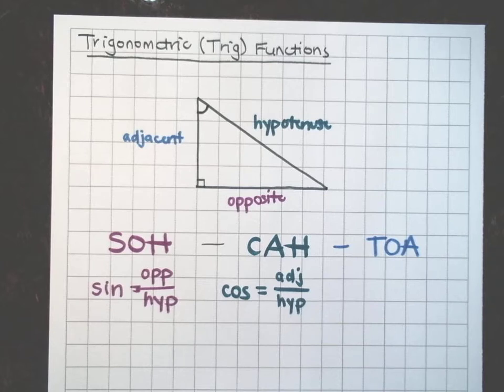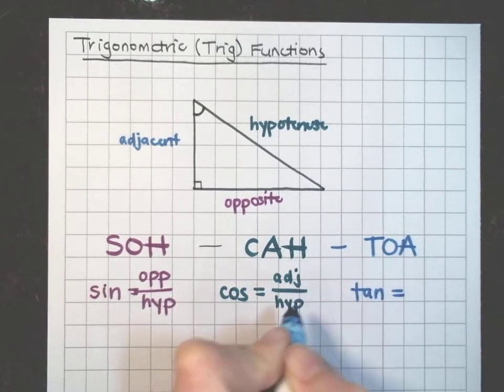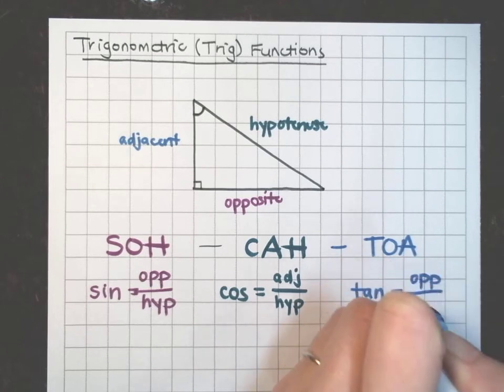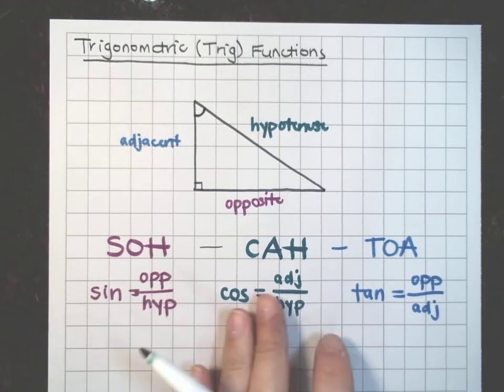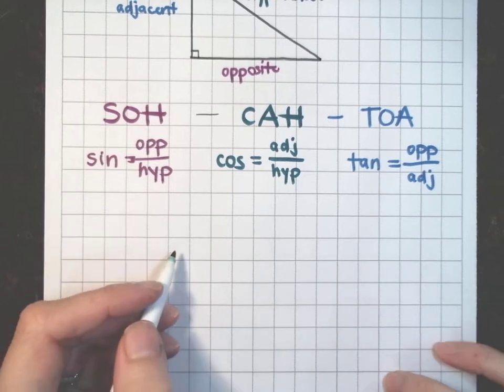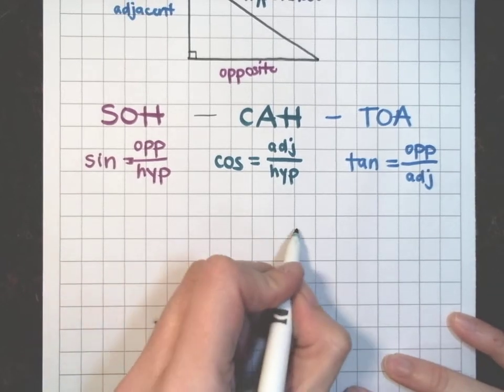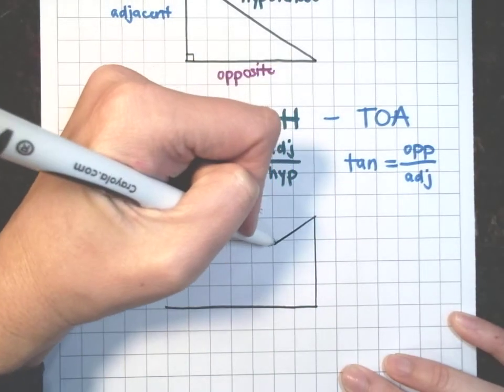And TOA stands for the tangent, which equals the opposite side over the adjacent side. So we are going to practice finding these ratios today. So we're just going to find a bunch of them just to practice doing it, and then we'll move on to the assignment for today.